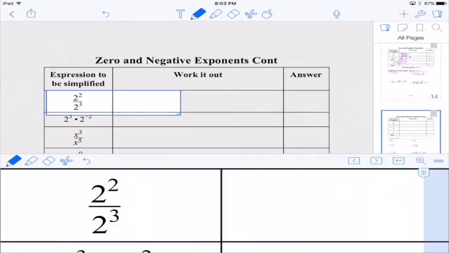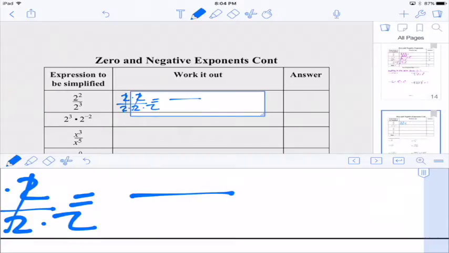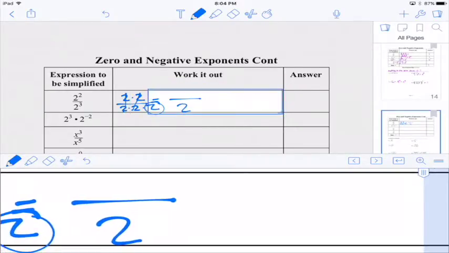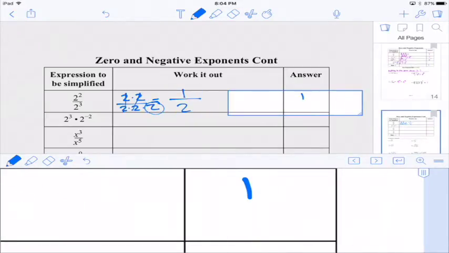So if we can expand this, we're going to see that this is 2 times 2 over 2 times 2 times 2. Well, I have cancellation, and I have a 2 left over. Okay, well, I can't just call this over 2. I'm going to call it 1 over 2. So there's 1 over 2.